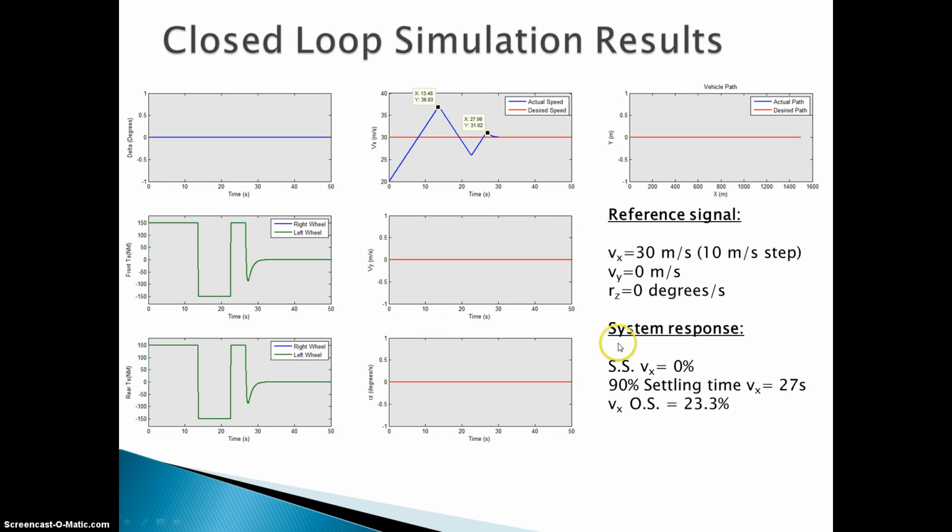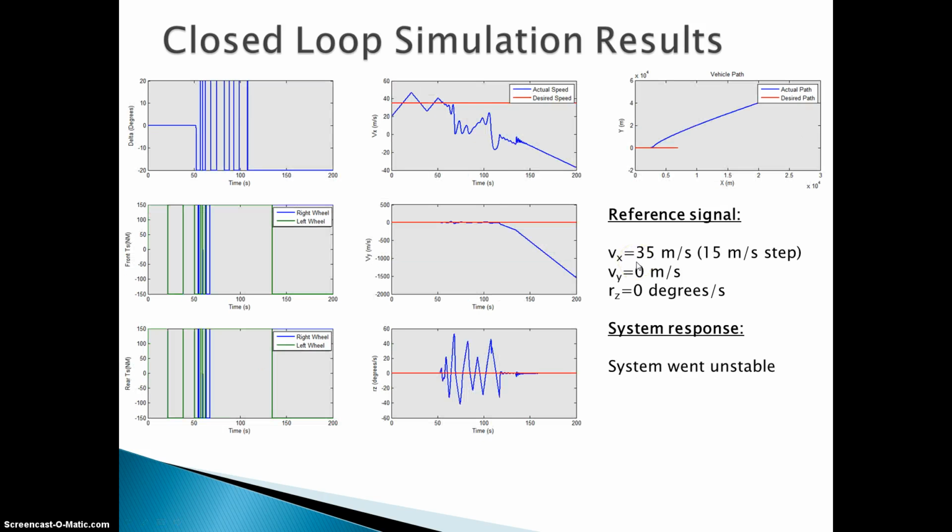Then we tried to challenge the system a bit more. We put in a 10 meter per second step, and we can see that the performance has degraded. We now have 27 seconds of settling time, and our overshoot is up to 23%. That's because of the deviation from our equilibrium speed point, which was 20 meters per second. But we can still see that the system is stable.